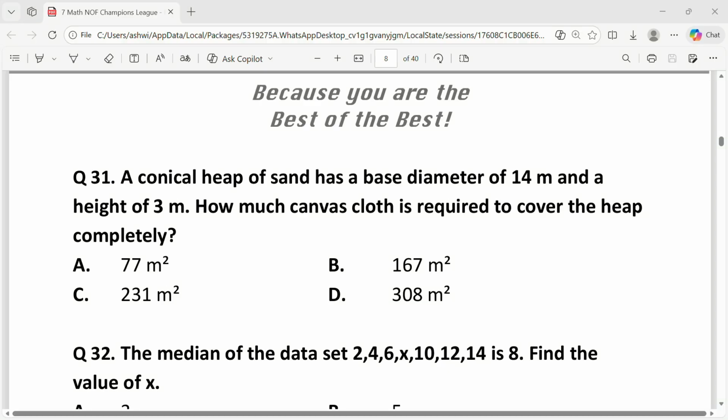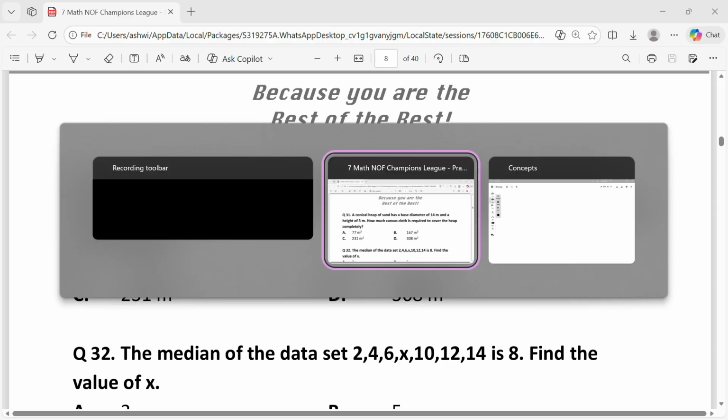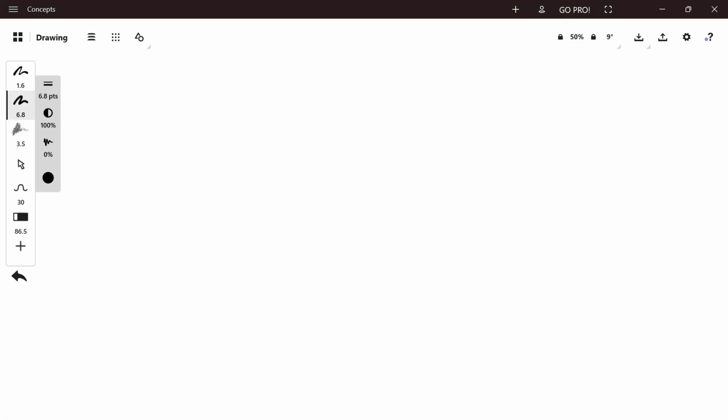Question 31. A conical heap of sand has base diameter 14 meter and a height of 3 meters. How much canvas cloth is required to cover the heap completely? The problem asks for the amount of canvas cloth needed to cover a conical heap, which corresponds to the lateral surface area of the cone, given diameter is equal to 14, height is equal to 3. So the radius, that is half of diameter, will be equal to 14 by 2, which is equal to 7.